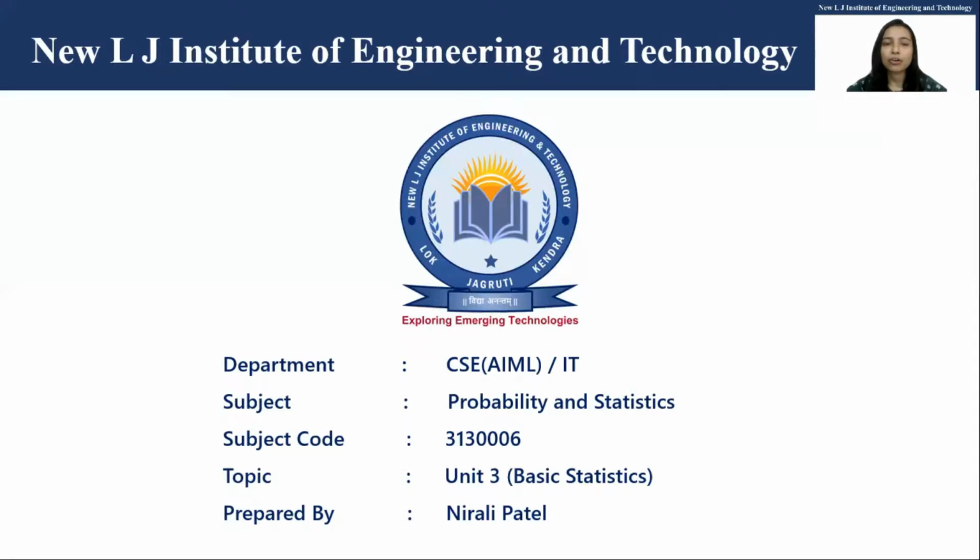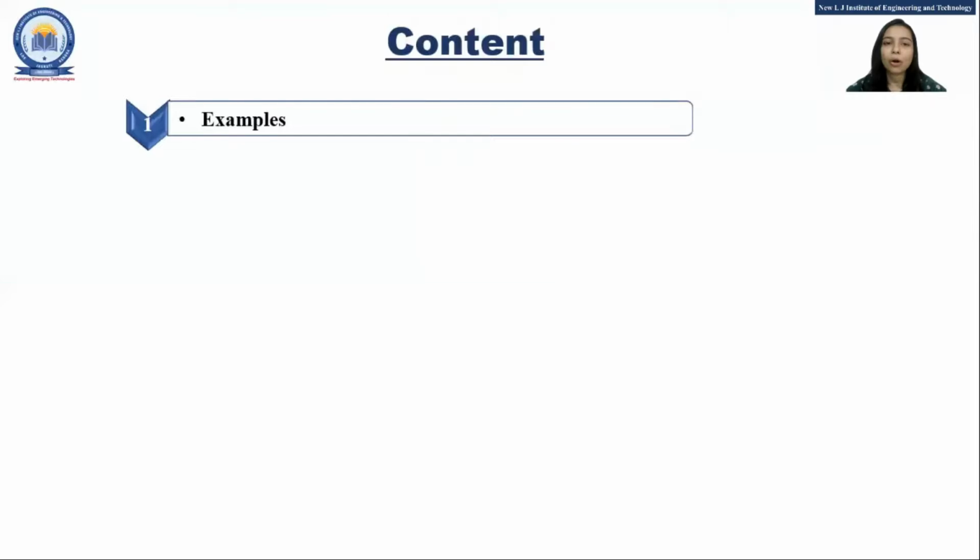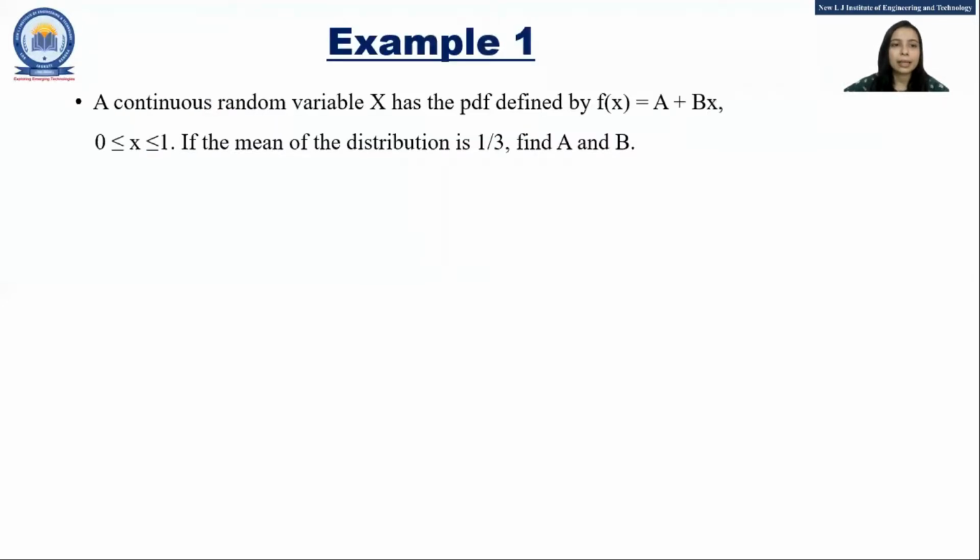In today's lecture, we are going to discuss examples on measure of statistics for continuous random variables. So let's get started. The first example is that a continuous random variable x has the PDF, the probability density function, f of x equals a plus b into x, where x lies between 0 and 1. If the mean of the distribution is 1 by 3, find the value of a and b.